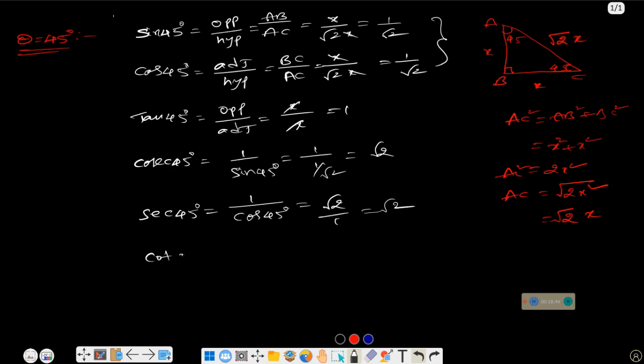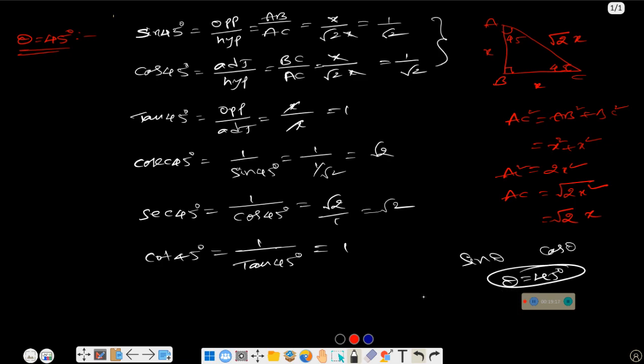Similarly, cot 45. Cot is the reciprocal of tan. That means we can write it as 1 by tan 45. That means tan 45 value 1. 1 reciprocal 1 only. So these are the values at theta is equal to 45 degrees. So sin 45 1 by root 2, cos 45 1 by root 2. Both are same only here. So if they ask you sin theta value and cos theta value both are same at which angle? At theta is equal to 45 degrees. Remember this point.